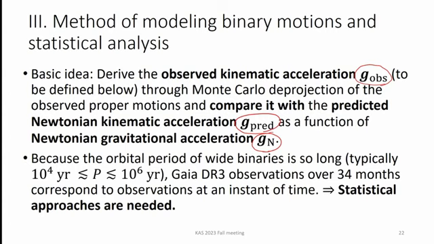And because the orbital period is very long, but the Gaia DR3 observation is just for 3 years, it's basically an observation at an instant of time. So there's no hope to test gravity with an individual binary from Gaia. That's why we need statistical approaches.